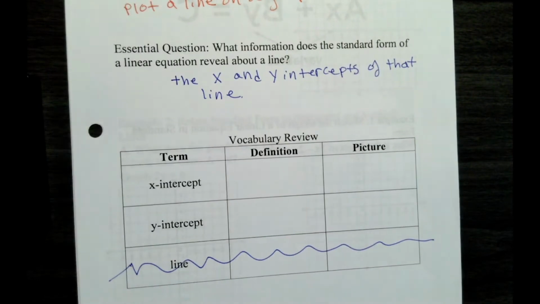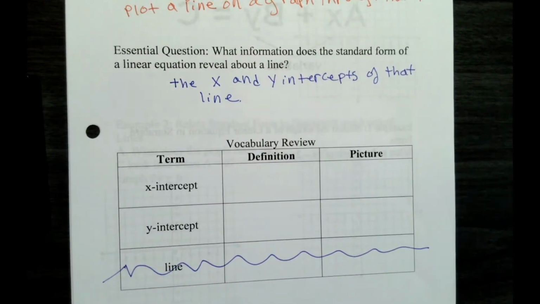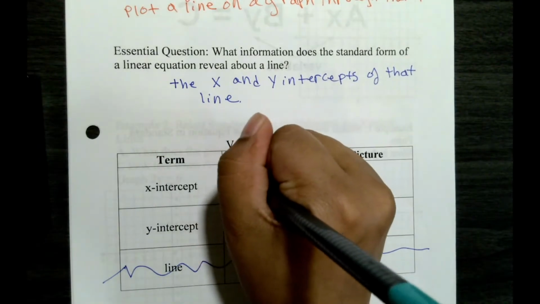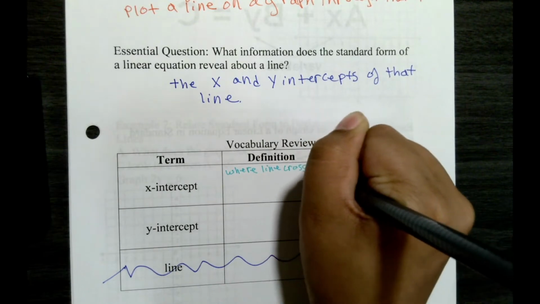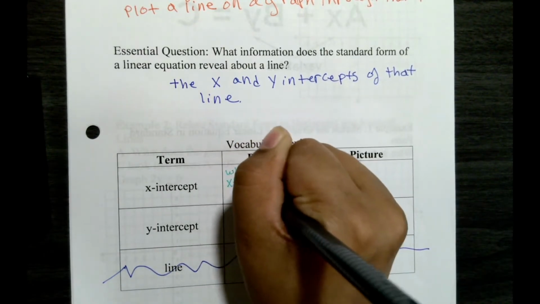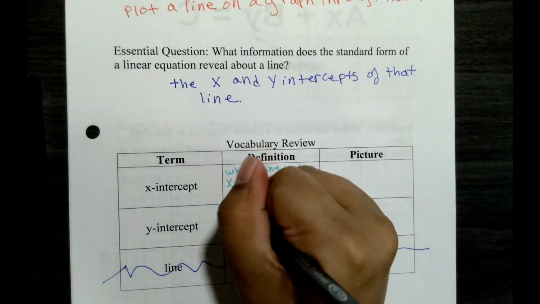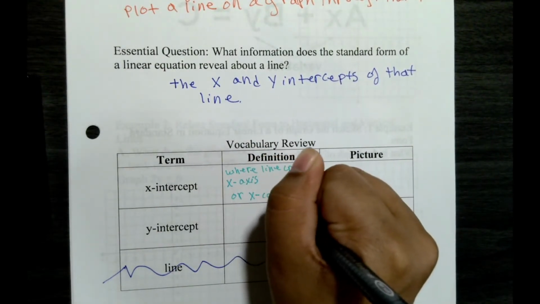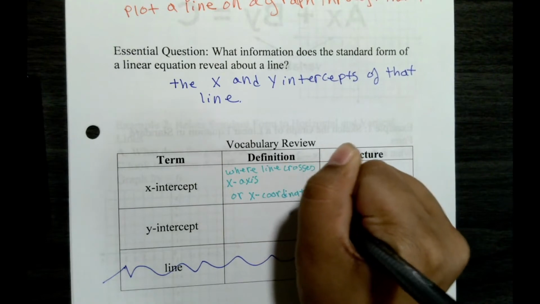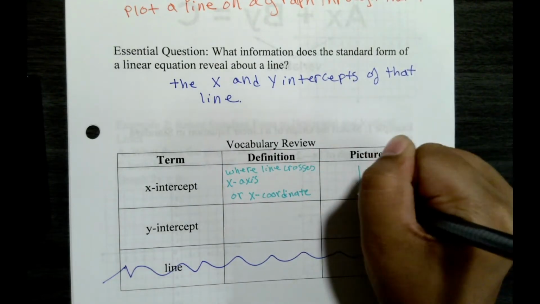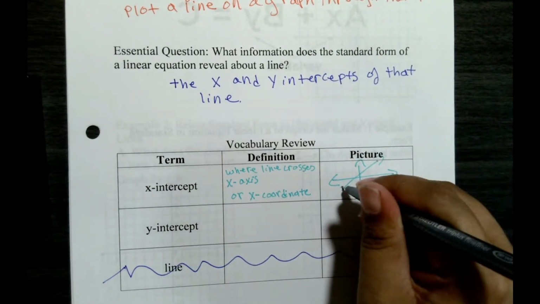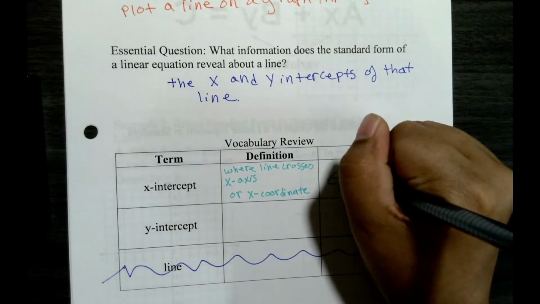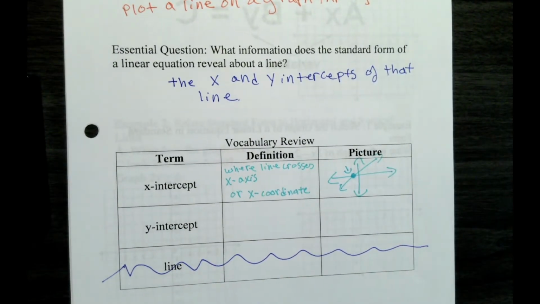So for our x-intercept, this is where the line crosses the x-axis. Or I say the x-coordinate, because remember we're going to have a 0. So you're going to have your drawing. Here's our y, here's our x, here's a line. This point right here is going to be our x-intercept. The x-coordinate is the one we need.